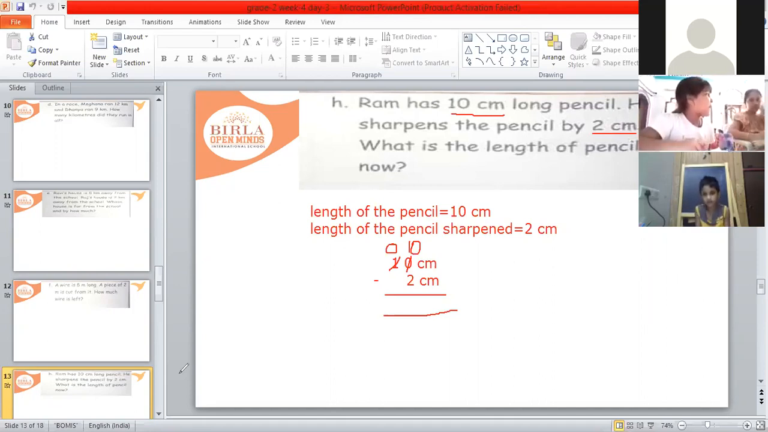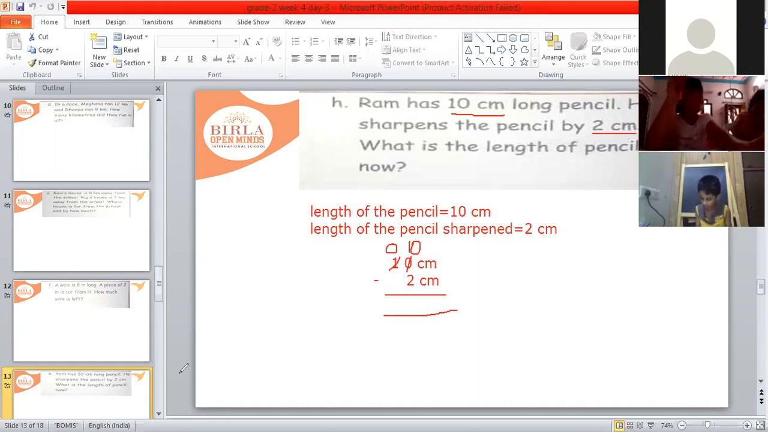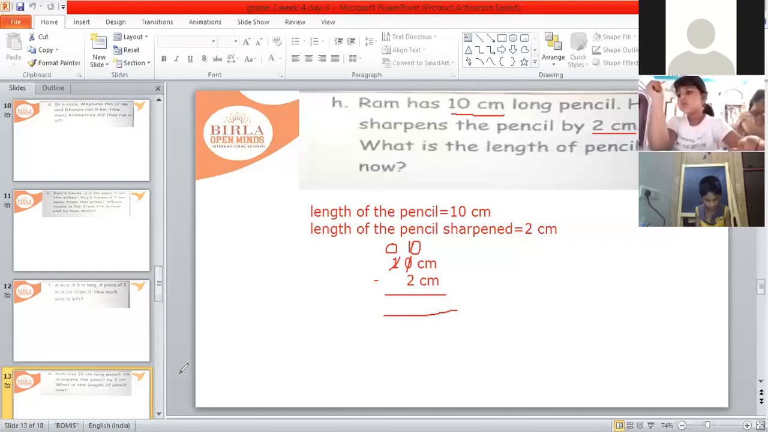So now tell me 10 minus 2, how much? Show me your 10 fingers quickly and remove 2 fingers. How many are left? 7. No, count again. 8. Yes. So 10 minus 2 is 8. So we'll write here 8 centimeter.